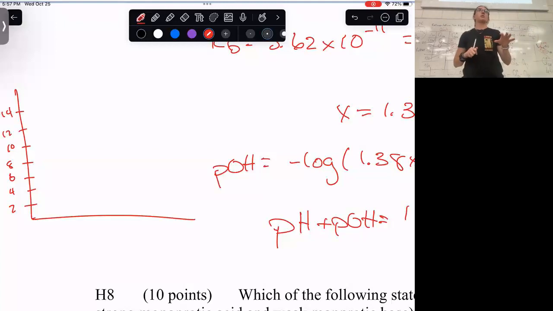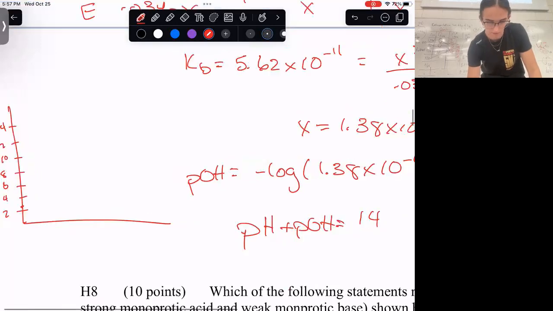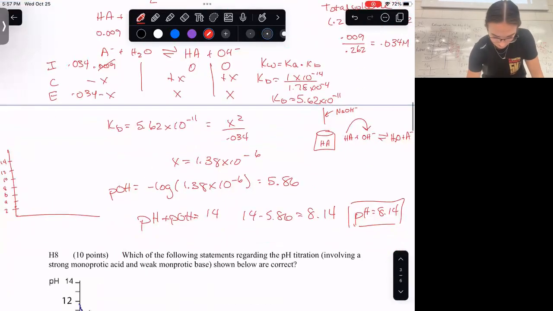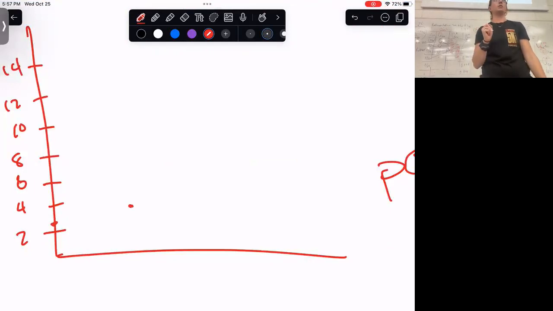We know that we started off at about 2.5, so it'll be probably about here. We know that our half equivalence point is at 3.75, if I remember correctly. Yeah, 3.75, which is probably about here. And then we know that our equivalence point, in terms of the titration, is about 8, so that'll probably be about here.